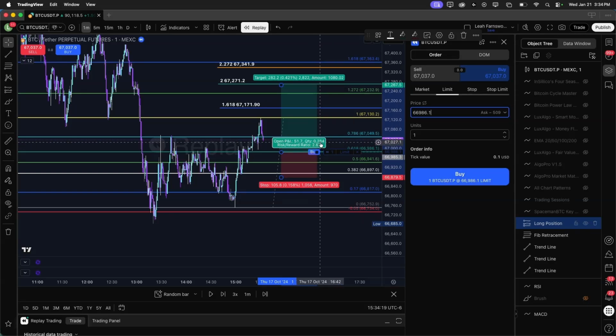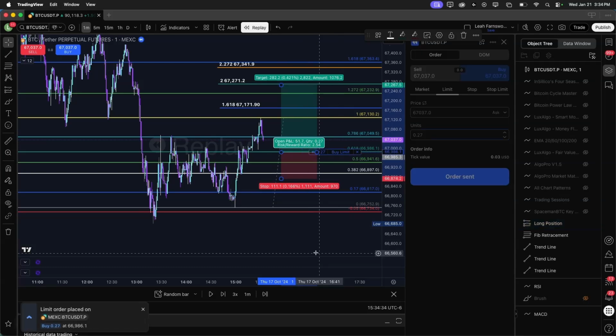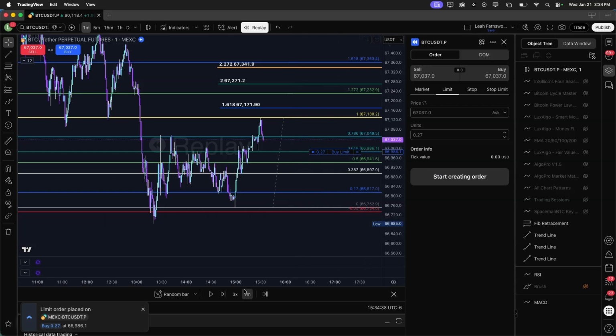And our units for Bitcoin are 0.284 based on our risk and account size, and where our stop loss is, right? Your quantity will adjust with wherever your stop loss is set. So 27. All right, there's our buy order. Take this off so it's a little bit clearer, and we'll see what happens here.